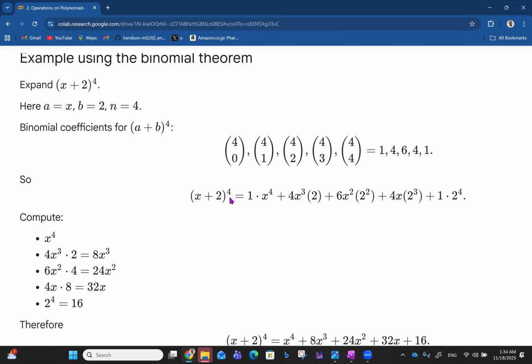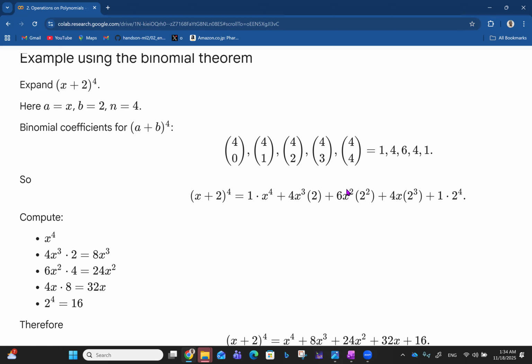So (x + 2) raised to power 4 is 1 times x raised to power 4, plus 4 times x raised to power 3 multiplied by 2, plus the next one, 6 x raised to power 2. You see the power of x starts from 4 and keeps dropping, and the power of 2 starts from 0 and keeps increasing: 2 raised to power 0, 2 raised to power 1, 2 raised to power 2, 2 raised to power 3, 2 raised to power 4.